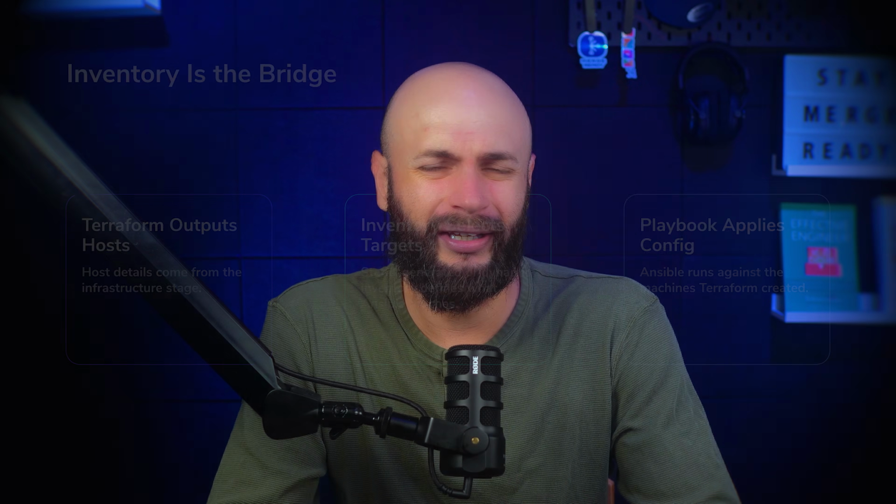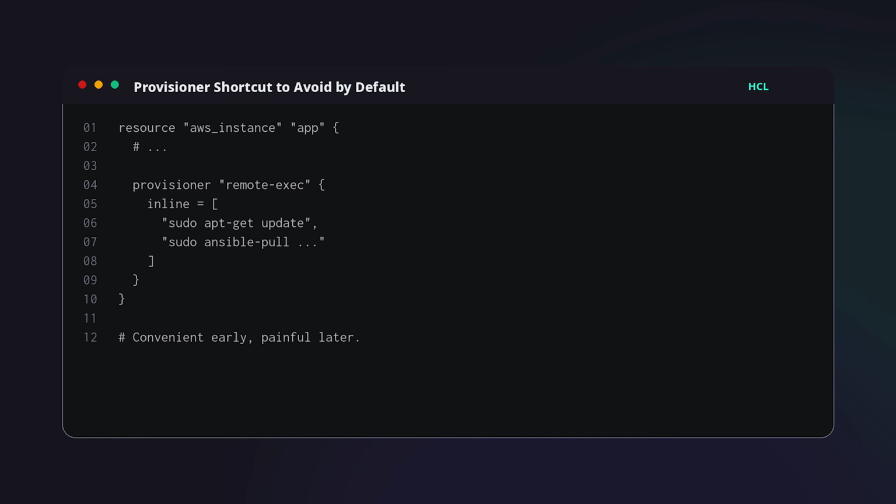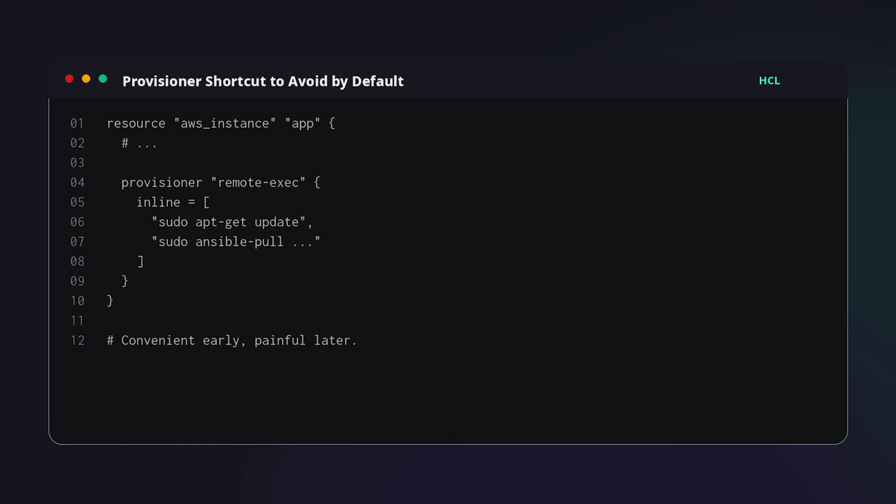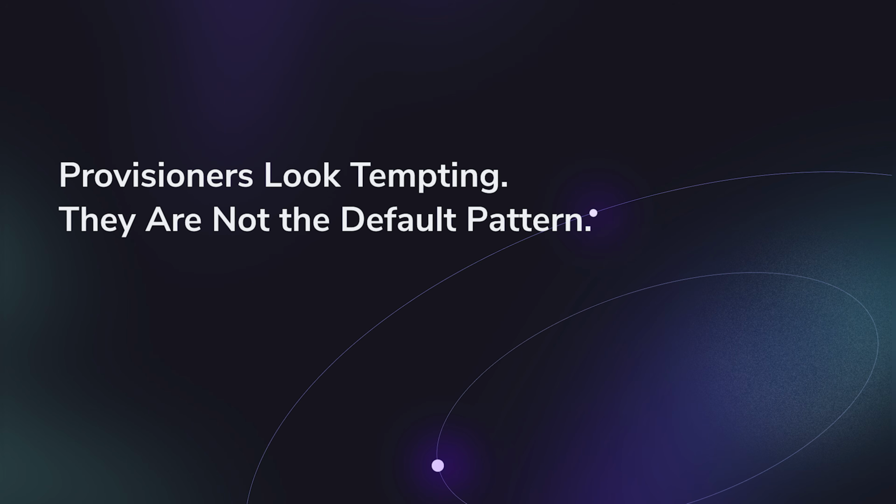There's one shortcut that looks really tempting. Terraform has provisioners like local exec and remote exec. So technically, you can make Terraform run commands after it creates resources. And yes, that means you can trigger Ansible from Terraform, but I wouldn't make that your default pattern. Provisioners feel convenient at the start and much more painful later on.